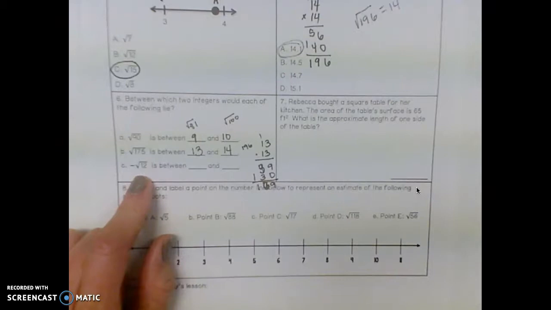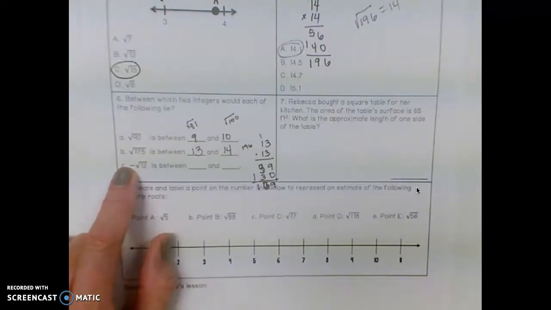Last one in between. Which two integers, which two whole numbers or their opposites? And I notice there's a negative out front. I'm going to ignore that for now, but I know it's going to be between two negative integer numbers.